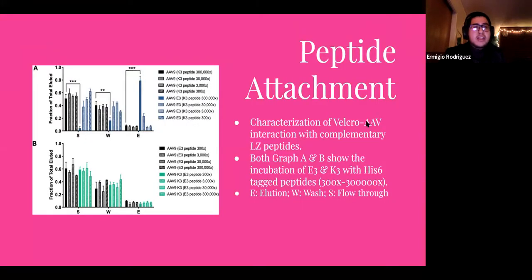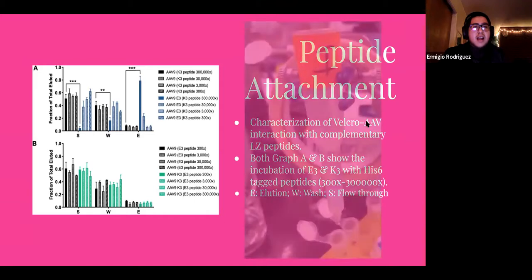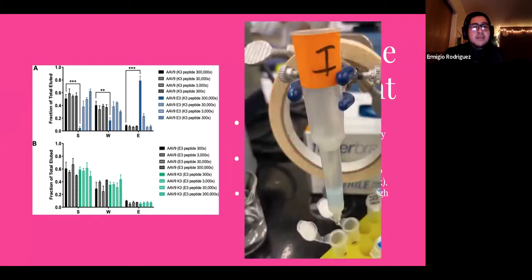And just to show a quick example of what a column looks like, currently in my biochemistry class run by Jenny Capuccio, we were able to make columns. I don't specifically remember what this column was used for at the moment, but this is what a standard column looks like. And we just take fractions of our wash, which is represented by the W, our flow through, which is represented by the S in the graph, and our elution fractions, which is E.